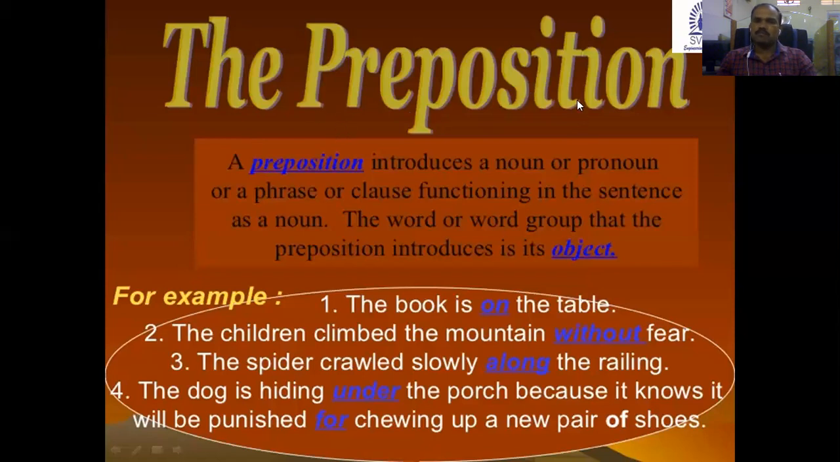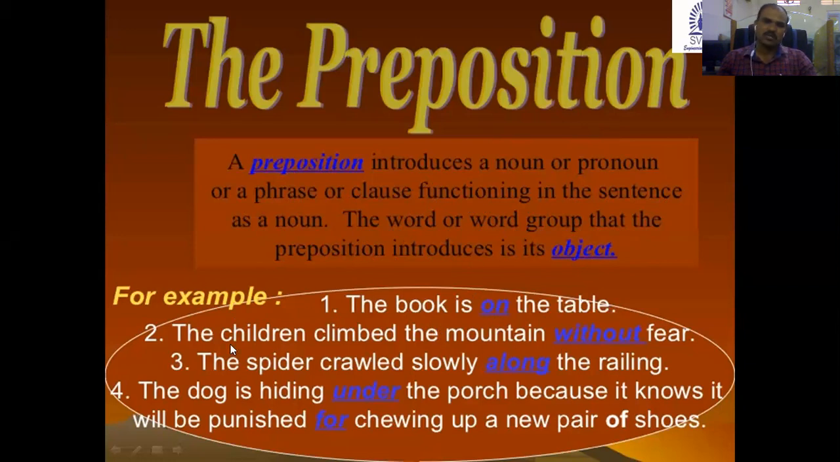So preposition. Position means position of anything, any place or any object. For showing position, the word used is called a preposition. Simple thing is there. A preposition introduces a noun or pronoun or a phrase or clause functioning in the sentence as a noun. The word or word group that the preposition introduces is its object. Correct? For example, the book is on the table. The book कुठे आहे? ऑन द टेबल आहे. लक्षात घ्या. प्रिपोजिशन जे हायलाइटेड आहेत ते बघा.